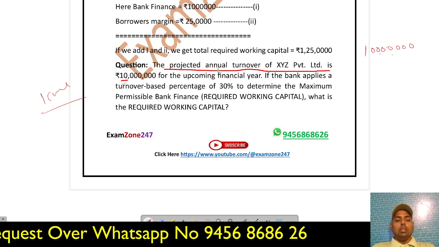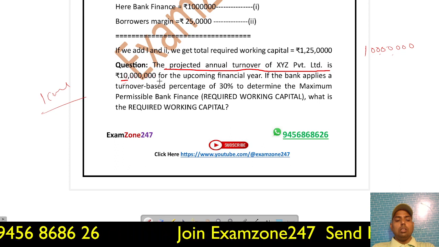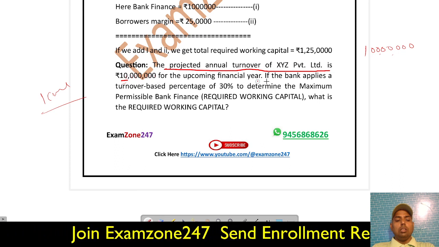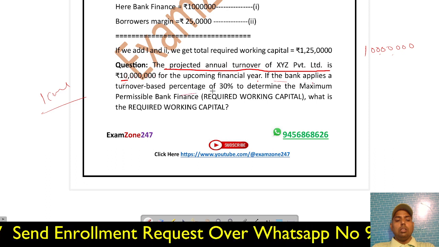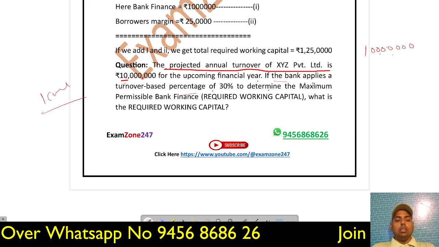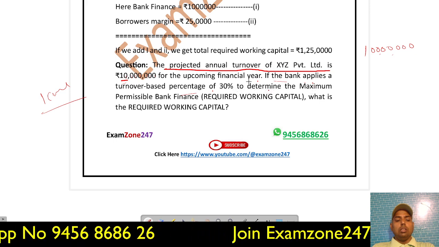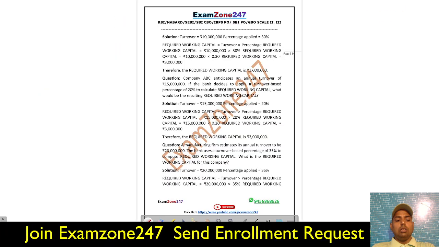Now, the projected annual turnover of XYZ Private Limited is 1 crore for the upcoming financial year. If the bank applies a turnover based percentage of 30% to determine MPBF, the maximum permissible bank finance, then what is the required working capital?